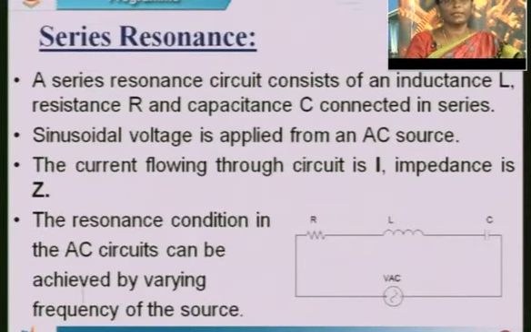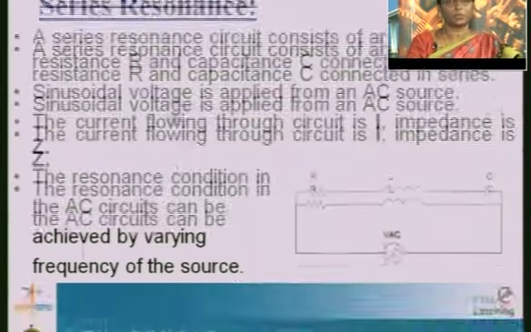Now, again, the resonance condition in AC circuits. There are various methods of achieving resonance. So, we are going to discuss how resonance is achieved here. It is achieved by varying the frequency of the source. That means we are keeping the voltage constant from the source and varying the frequency of the circuit.